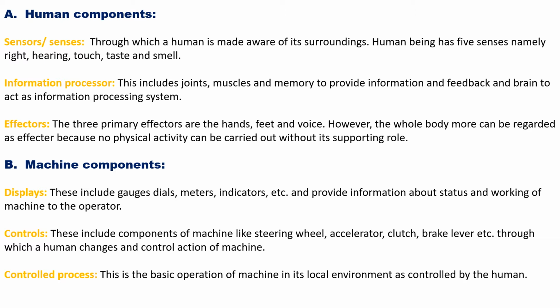In B, machine components, it includes displays, controls and controlled process. Displays. These include gauges, dials, meters, indicators, etc. and provide information about status and working of machine to the operator. Controls. These include components of machine like steering wheel, accelerator, clutch, brake, lever, etc. through which human changes and controls action of machine. Controlled process. This is the basic operation of machine in its local environment as controlled by the human.